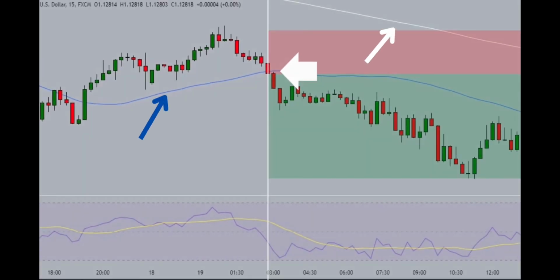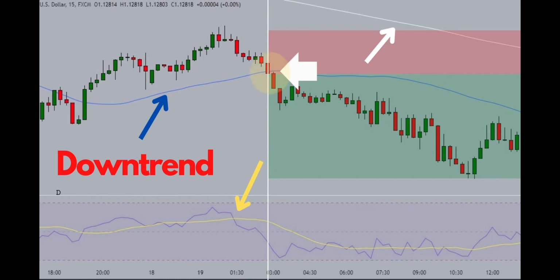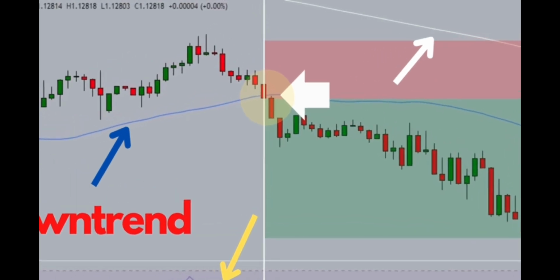We have the 50 below the 200 moving average, indicating we are in a downtrend and will be looking for only sells. The RSI crosses the yellow midline or baseline. And price broke and closed below the 50 moving average. Always wait for price to break and close below the moving average if you're looking to enter on a sell.